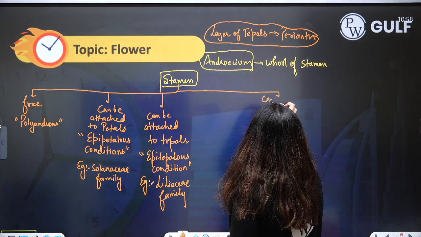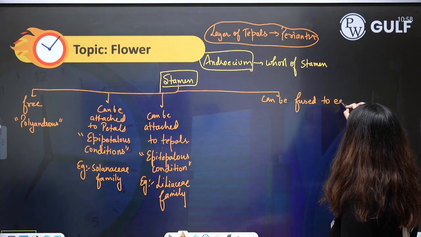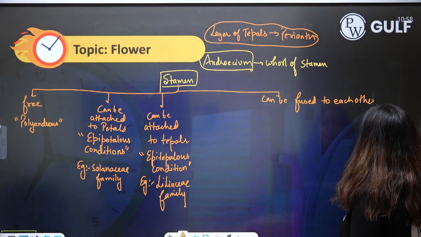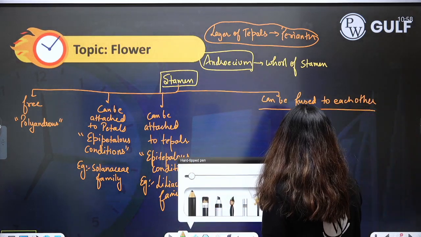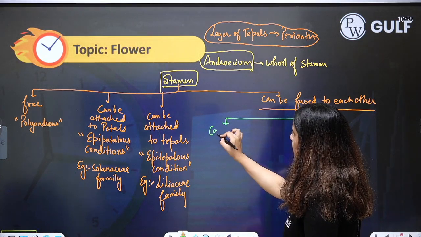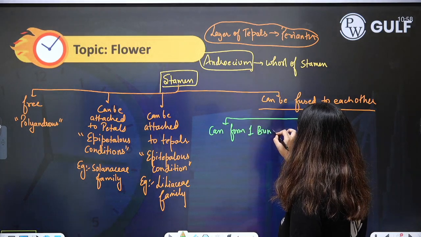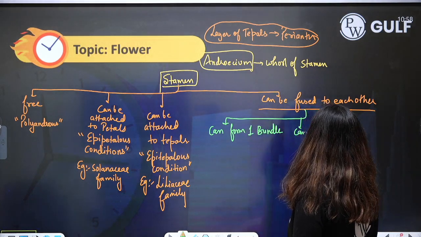Stamens can be fused to each other. They can form one bundle by fusing with each other. They can form two bundles.